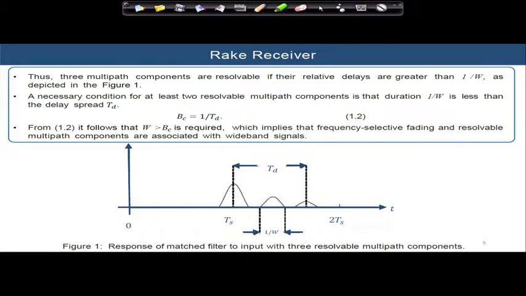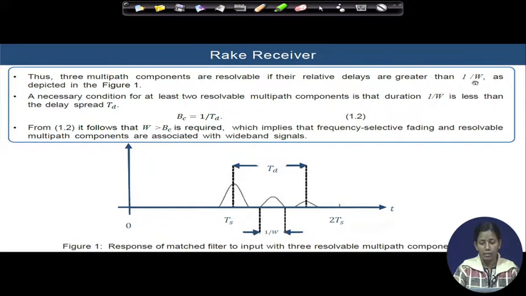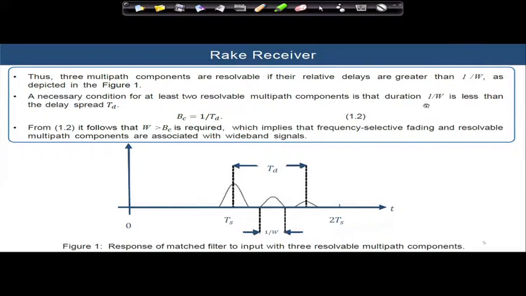So, the 3 paths under our consideration will be resolvable if their relative delays are greater than 1 by W. So, we understand the necessary condition for resolving at least 2 multipaths: the duration 1 by W should be less than the delay spread T_d. Only in that situation is there a chance that you will be able to see at least 2 multipaths.